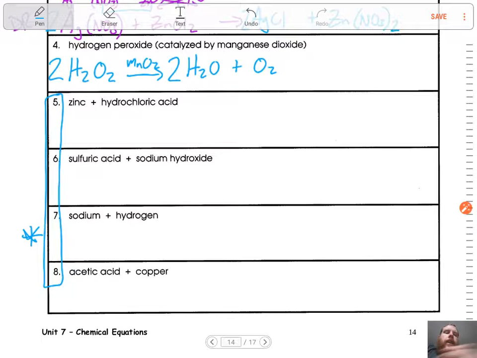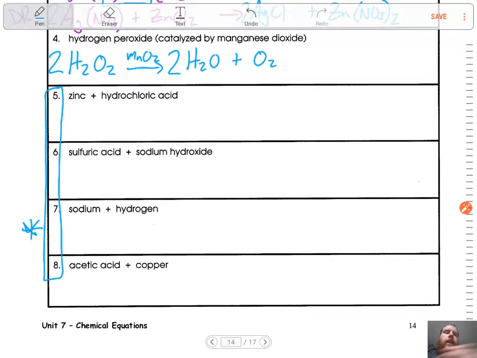Let's do one more together because that one kind of just took care of itself. 5 you're going to do on your own. 6 you're going to do on your own. Let's talk about number 7. Okay, so I've got sodium plus hydrogen. Now, when you see 2 elements, guys, you can assume it's going to be a synthesis reaction, okay? It can't be single replacement, can't be double replacement. It's not going to be decomposition. It's not combustion either. It's going to be synthesis. They're going to come together.